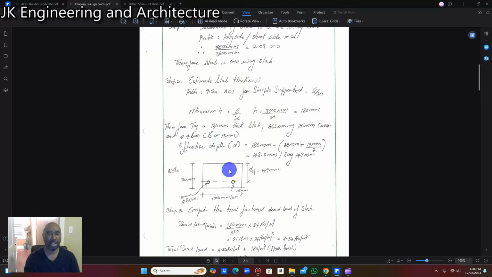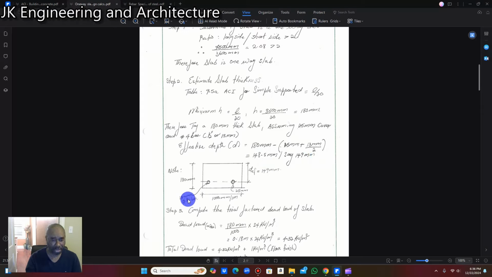All right. So we're going to calculate now our effective depth. Our effective depth is going to be the 180 millimeter that we just calculated a while ago minus the cover, which is 25 millimeter, plus the 30 millimeter diameter bar divided by 2. When we work that out now, we are getting 148.5 millimeter, and we can round that up to 149 millimeter.